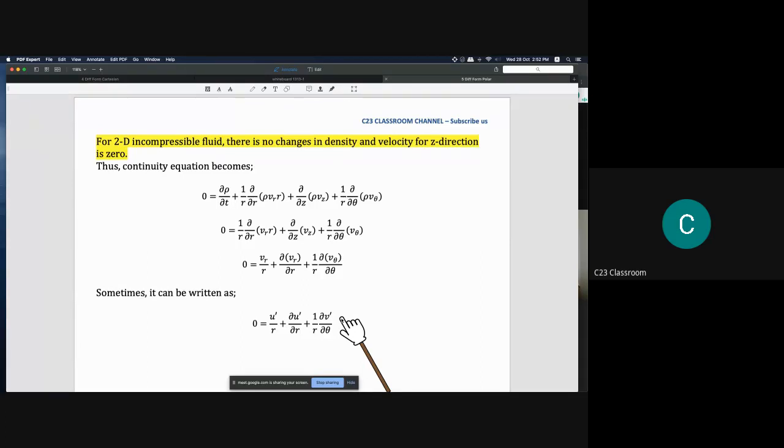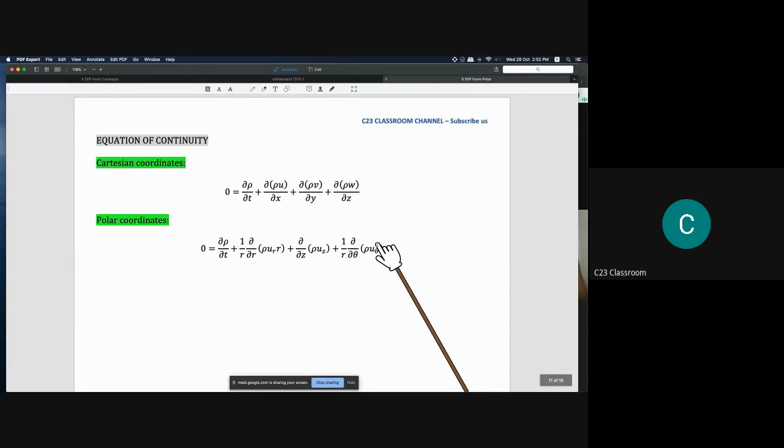The most important thing is, I hope you could do the derivation of the continuity equation here. This is the continuity equation for Cartesian coordinates, and this is the continuity equation for polar coordinates.